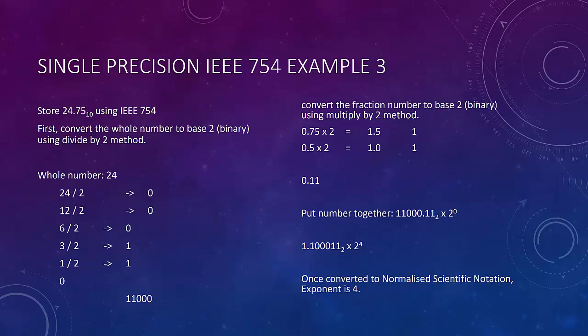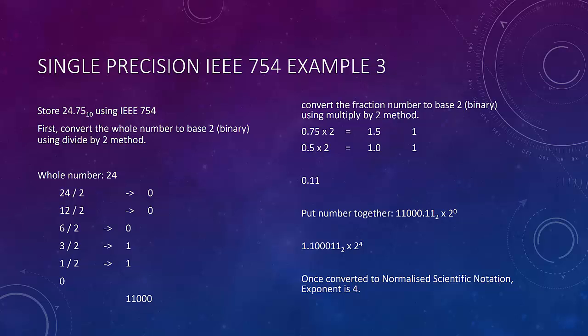And you can check that number. It's 11000, so that is no 1s, no 2s, no 4s, an 8 and a 16. 16 plus 8 is 24. Convert the fraction number to base 2 using the multiply by 2 method. So now we've got the 0.75. Multiply that by 2 gives us 1.5. The whole number component there is 1. Take that out, we're left with 0.5.